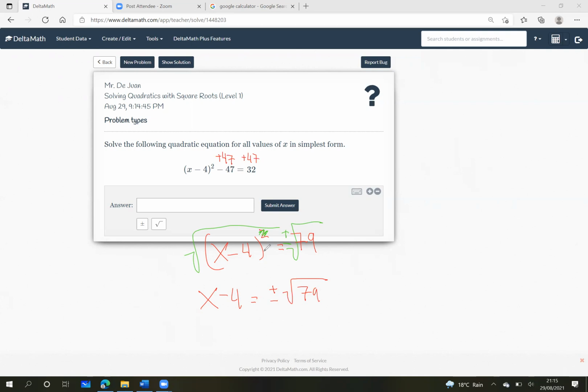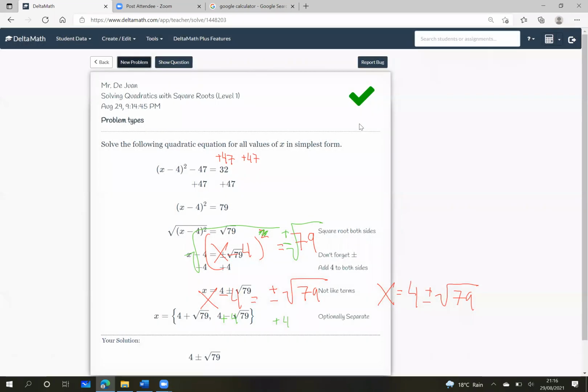Remember, you need to add the 4. But even though it's separated, the 4 does not go into the radical. Big no-no. x is equal to 4 plus minus the square root of 79. 79 can't be simplified because it's a prime number, okay?